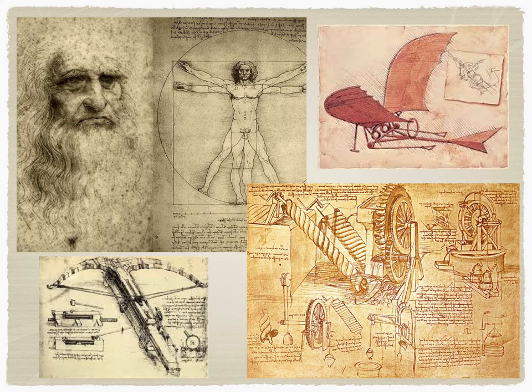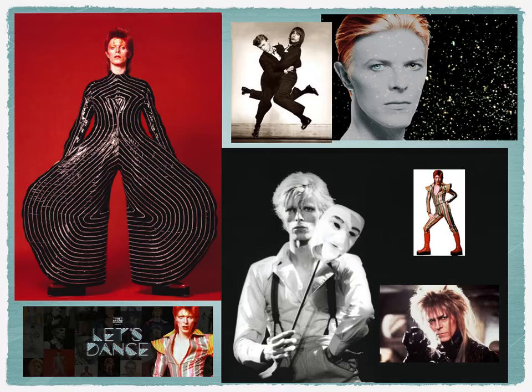Another, more modern example of a transdisciplinary artist would be David Bowie, and as well as being a singer and a musician, he was also a dancer, worked in fashion, and was also an actor, as we see from these images. He was also a bisexual performer and pushed the boundaries for bisexual people at the time.